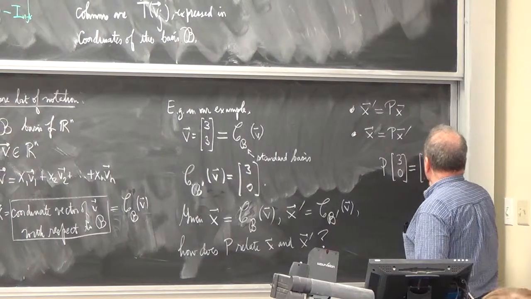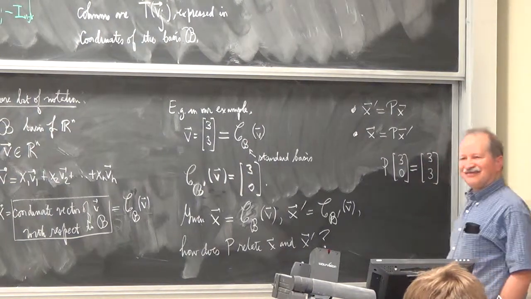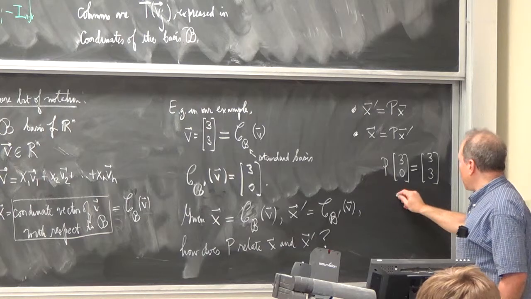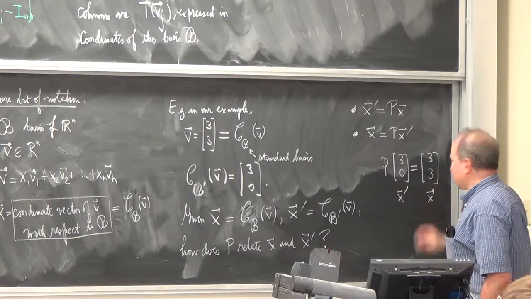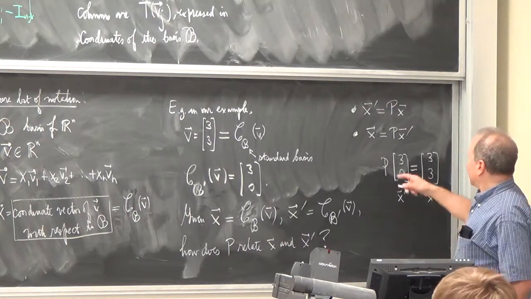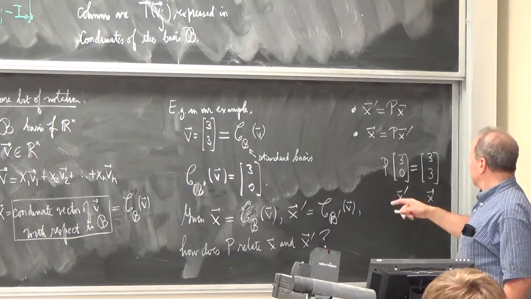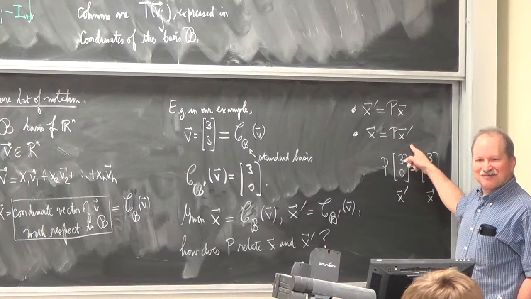And when I do that, I get 3, 3. So in other words, this is my x prime vector, and this is my x vector. So I think the people that voted for this equation probably are right.